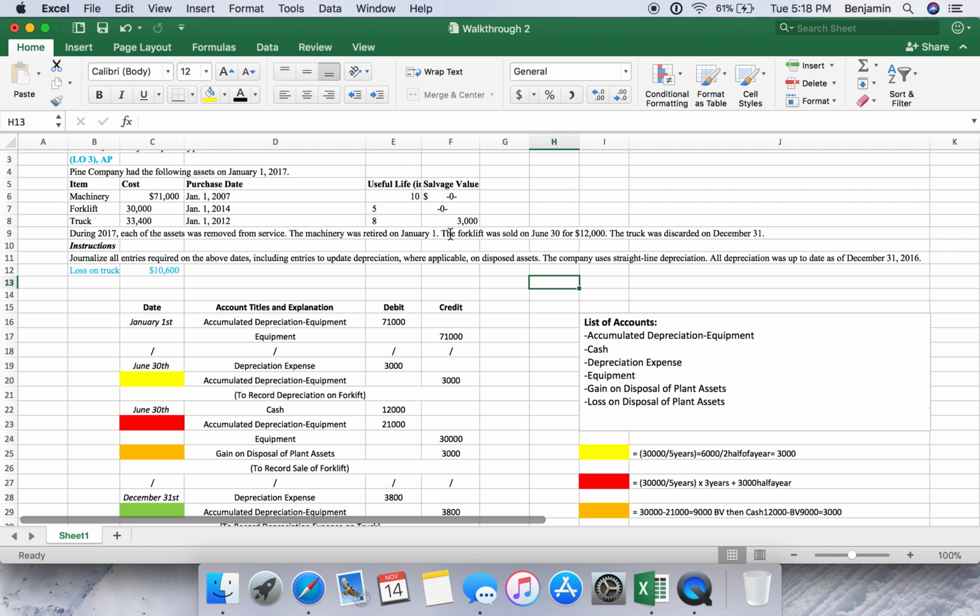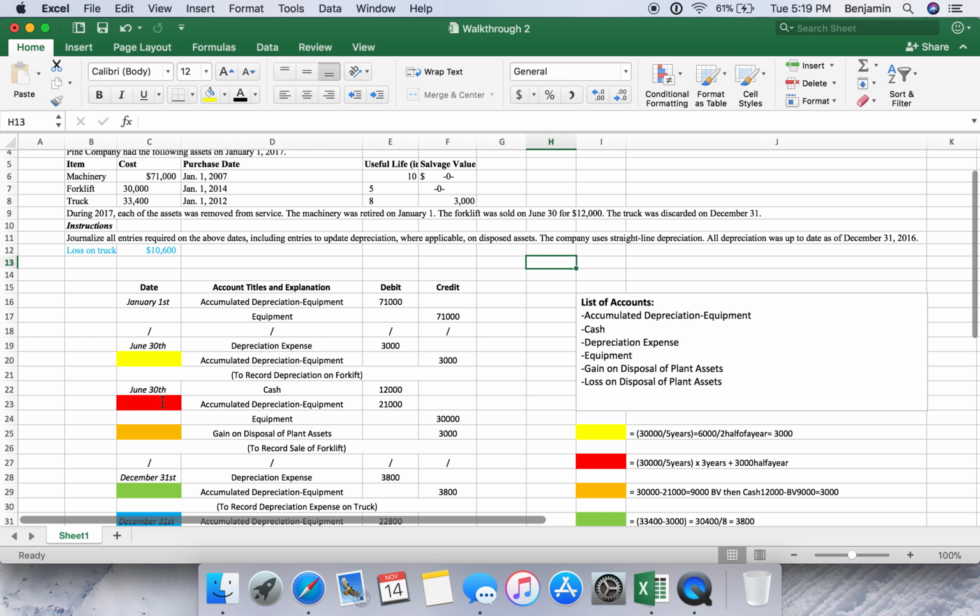The second piece of equipment is the forklift. The forklift was sold on June 30th for $12,000. So since it was sold, we have multiple steps here. The first thing we need to do is, since it was sold on June 30th, we need to journalize the depreciation for half of a year.